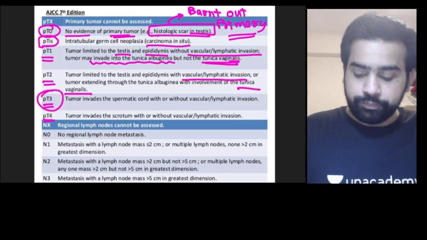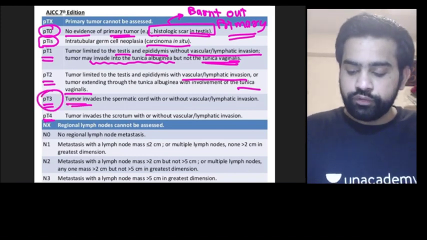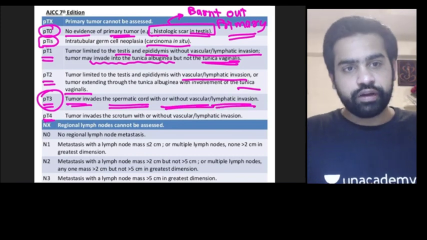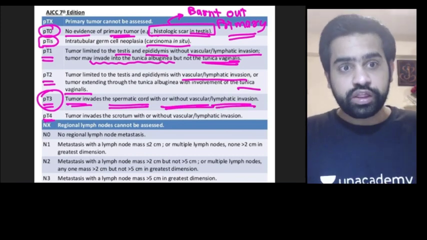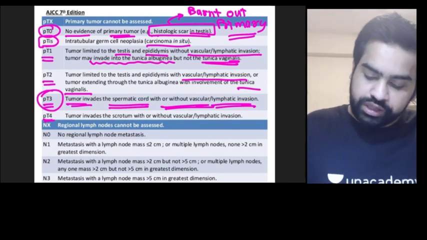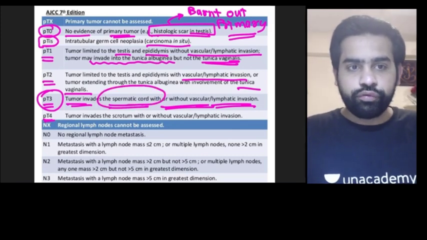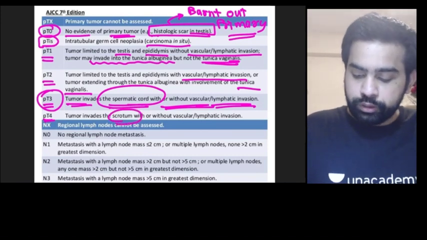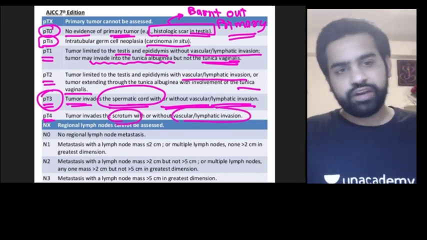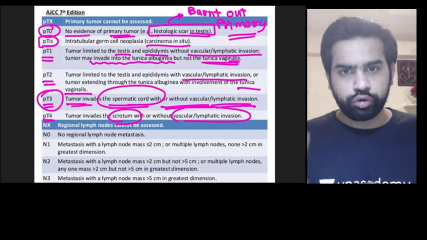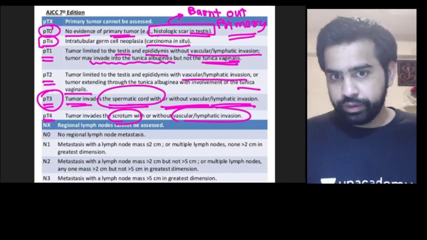What about the PT3? Here you have a tumor which invades into the spermatic cord with or without vascular lymphatic invasion. So here basically there is a spermatic cord involvement. That is what is a PT3. What about the PT4? Here there is an involvement of the scrotum with or without the vascular and lymphatic invasions. Forget about it. So involvement of the scrotum is a PT4. Pretty simple. I hope you got this.